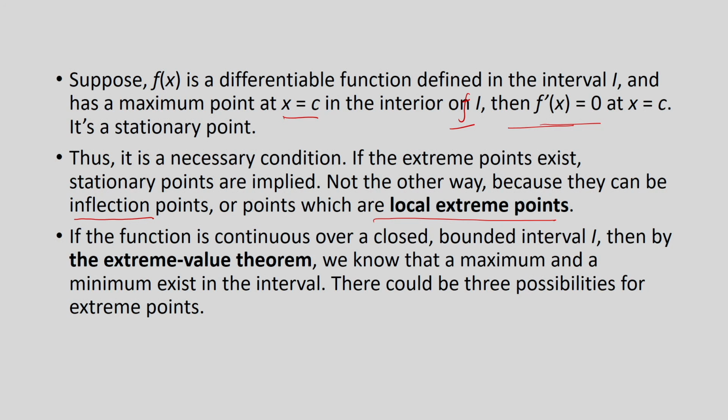So, this is just the extreme value theorem that we have discussed in some previous class, that if you have a continuous function over a closed bounded interval, then that function will have a maximum or a minimum in that interval. There could be three possibilities for extreme points. Okay. So, if you have a continuous function over a closed and bounded interval I, then there could be three possibilities for extreme points.